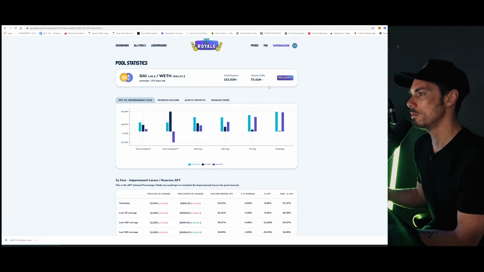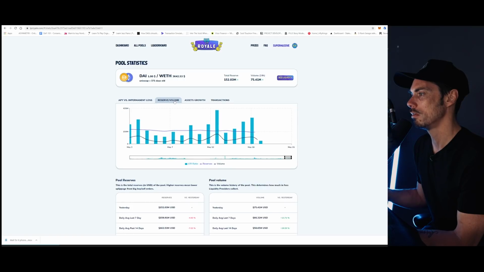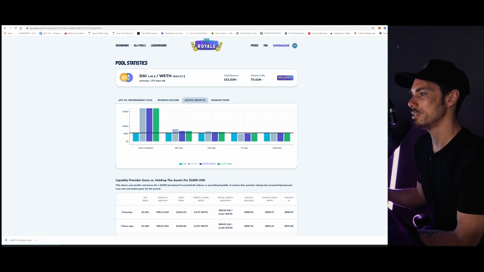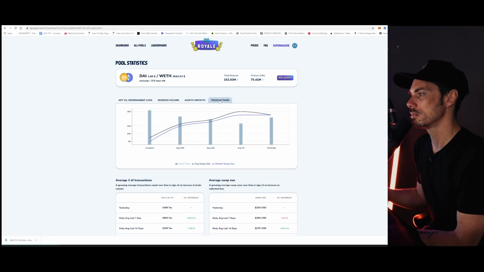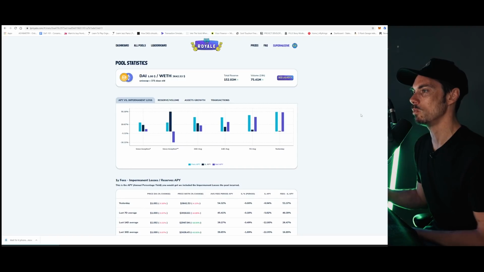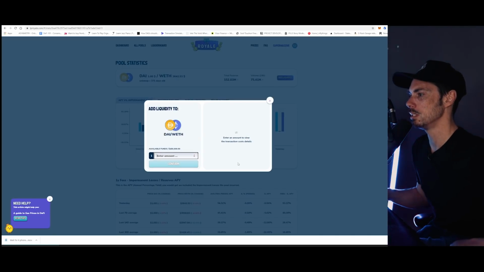So if we were to want to go ahead and add liquidity, we can go up here. I'm just going to have a look at the reserve volume, assets growth, transactions. I mean, it's not looking too bad. To be honest with you, a DAI wheat pool is probably pretty safe. But let's go ahead and add some liquidity to that.